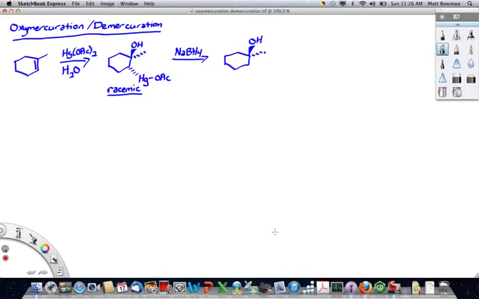Oxymercuration demercuration is a two-step process that adds water across an alkene. This is an example of a Markovnikov addition of water, or HOH. Since it's a Markovnikov addition, the H goes on the less substituted side of the alkene, and the OH goes on the more substituted side.